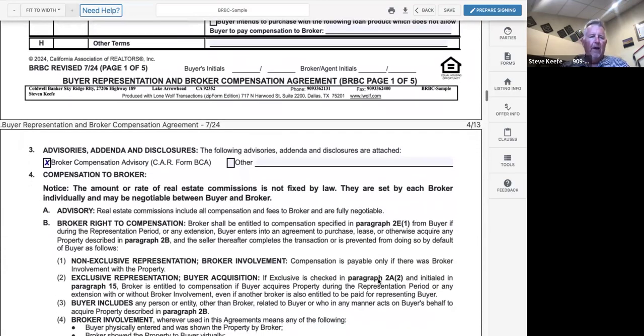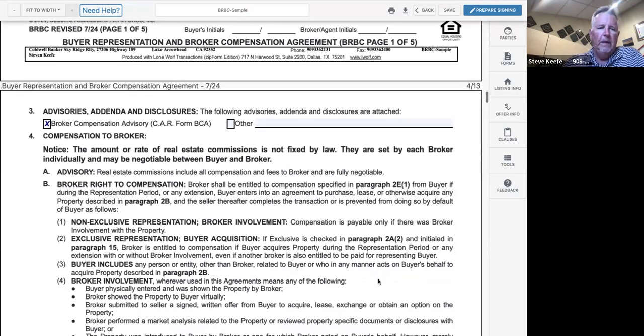Paragraph 3, advisories, addenda, and disclosures. So this is a defaulted portion of the document where the BCA, broker compensation advisory, talking about how compensation works, is automatically attached in the 13-page bundle. So it comes after this. And then if there's any other advisories or addenda that you would want to attach to this, you're welcome to do that as well. I don't know what that would be at this point.